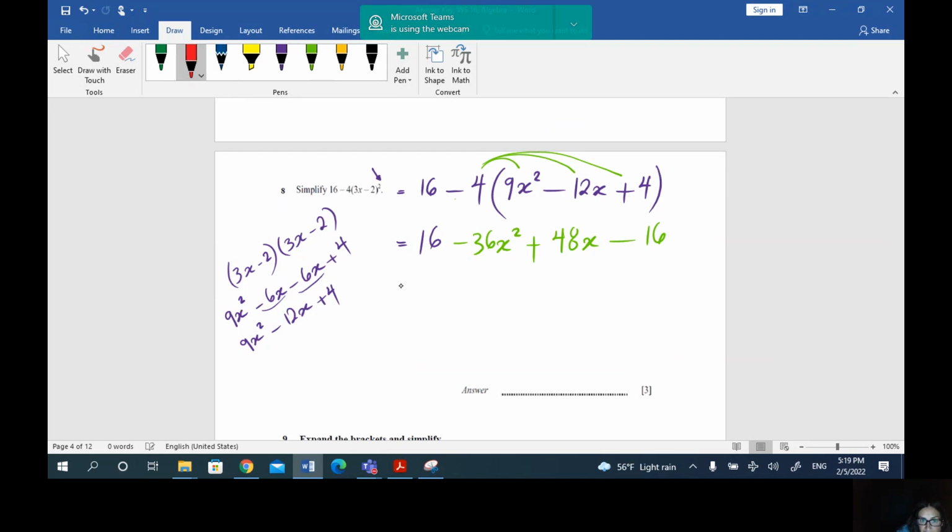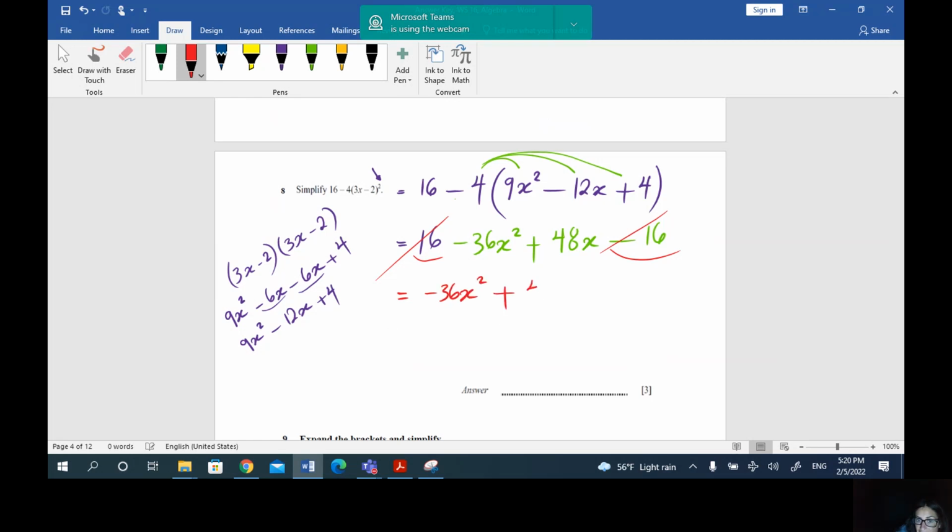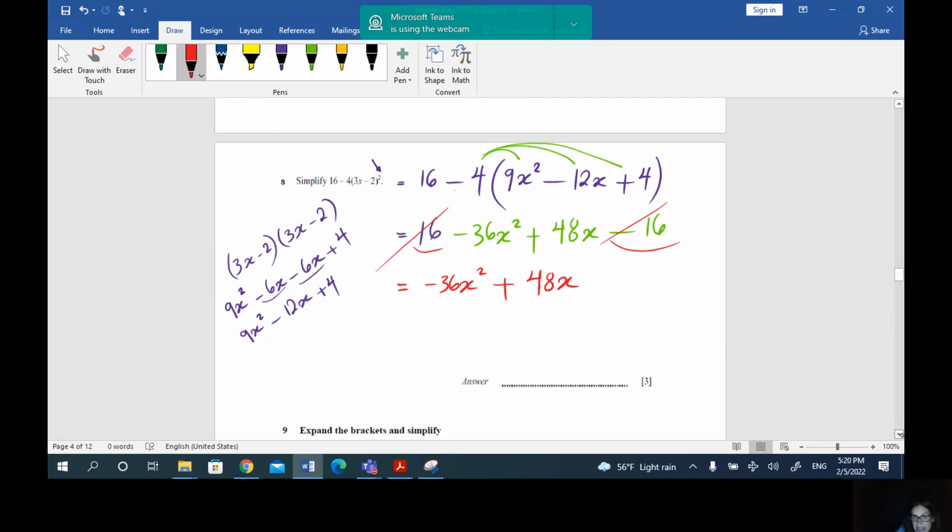Let's collect like terms. Equal underneath the equal. 16 is a like term to negative 16. So 16 minus 16, they're going to cancel each other. So what is left? We're going to write it down as an answer. Minus 36x squared, there is no like term to it, plus 48x, and this is the final answer.